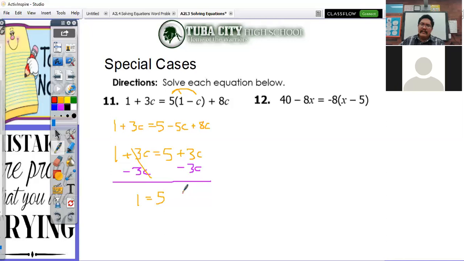So what happens in this case here? If I try my best to solve this, I get 1 equals 5, which is a false statement. 1 is not the same as 5. And I have no more variable. So what can I do? So again, this is a special case. There is no solution.